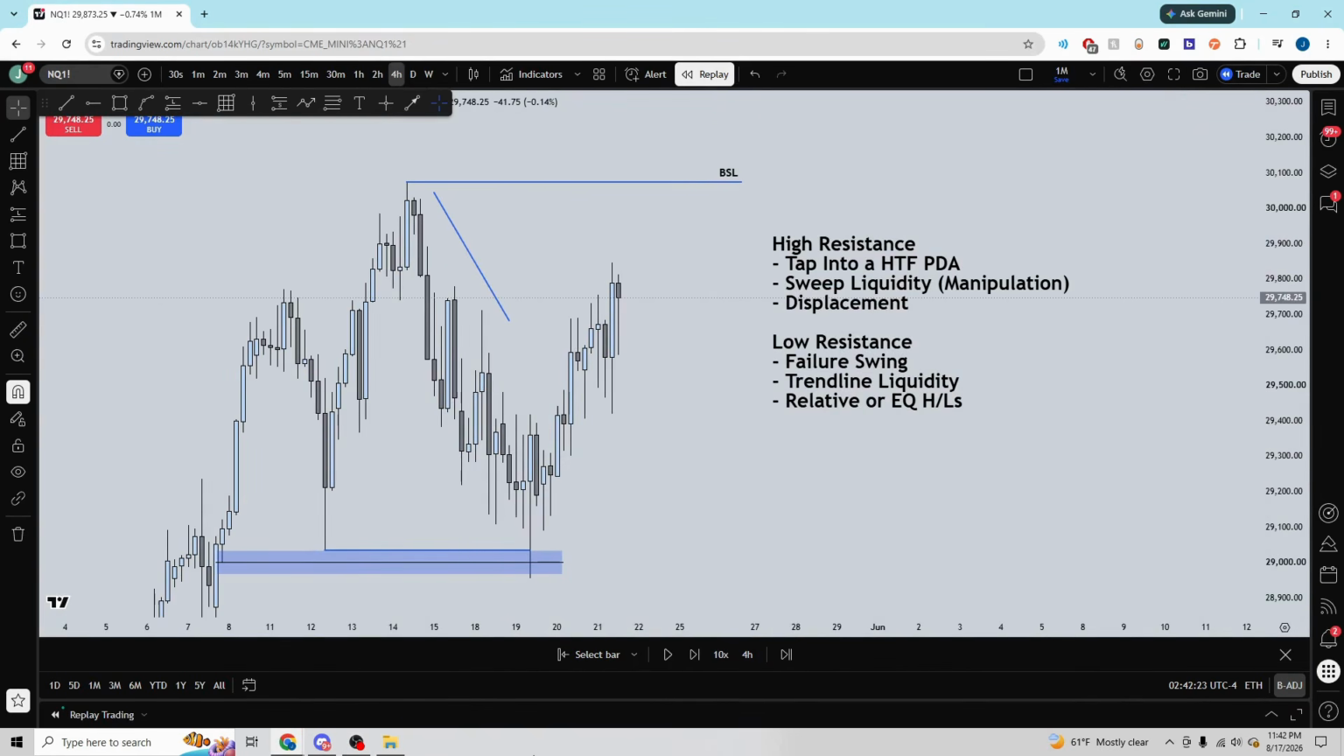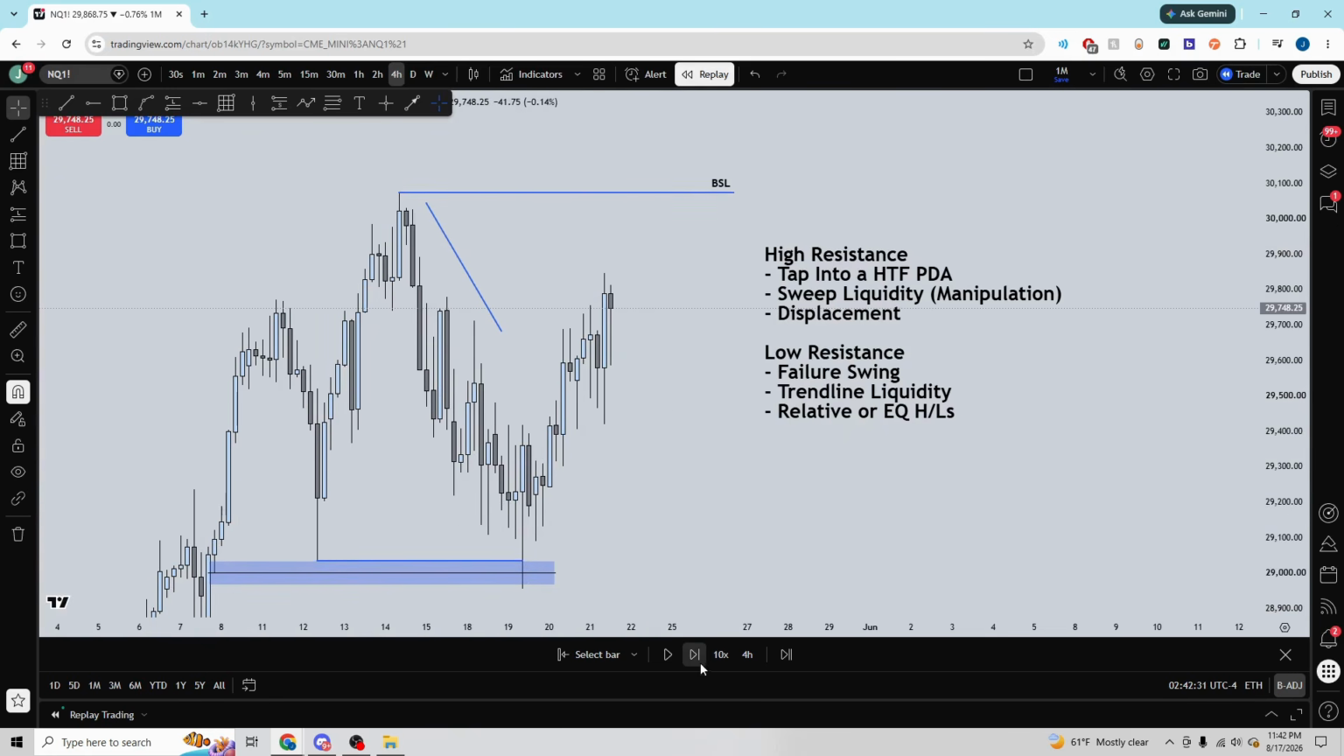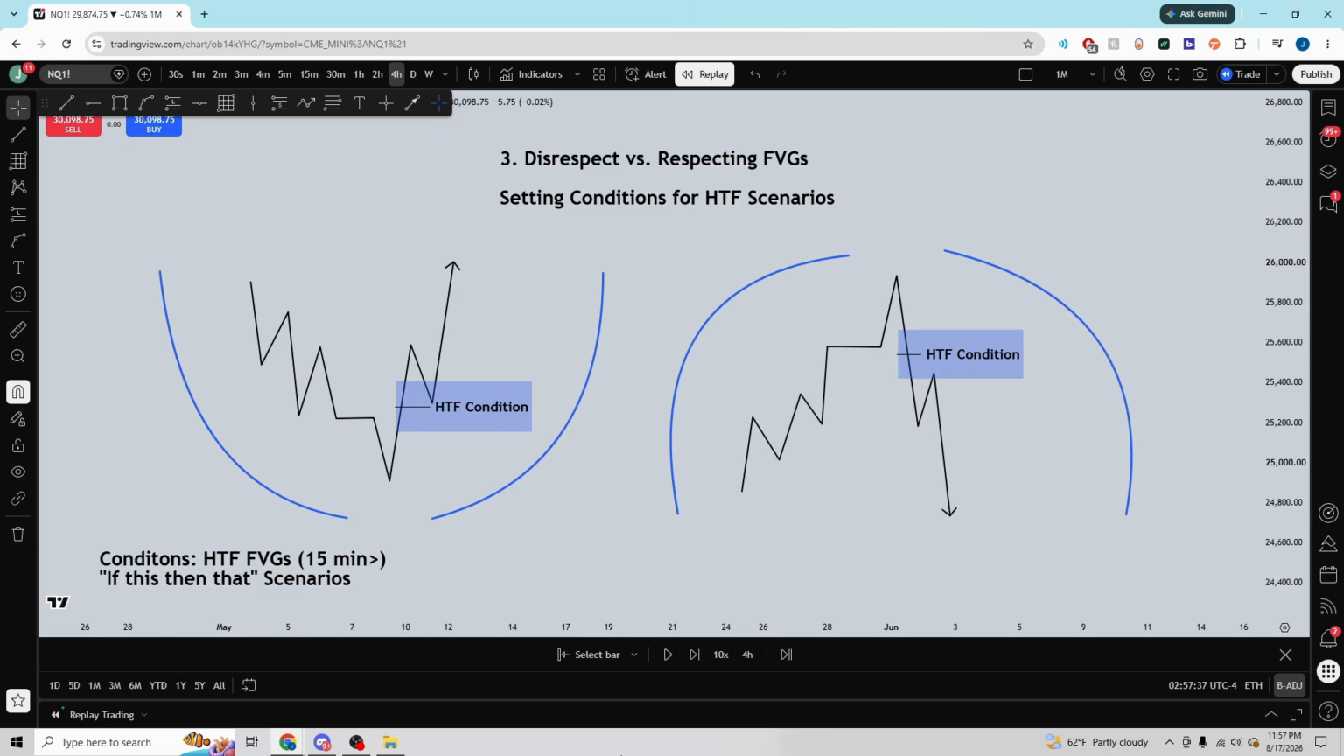After we have identified our possible draw on liquidity, in this example, this is our buy side objective on the high time frame, and understanding that this is high resistance, if we just play out price, you can see that we do deliver to this buy side liquidity, taking out all the low resistance liquidity to the left side of the curve.